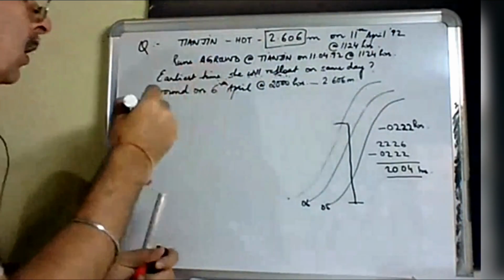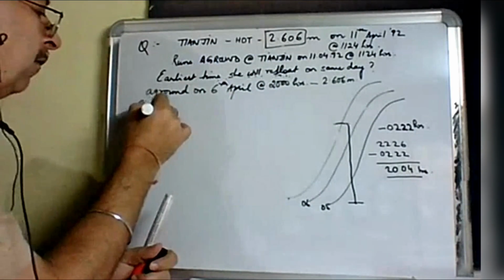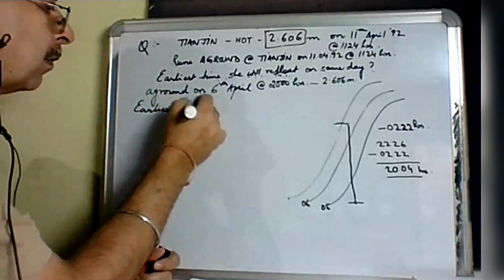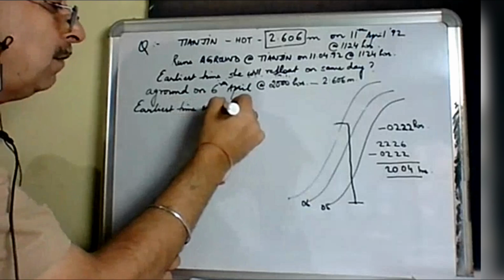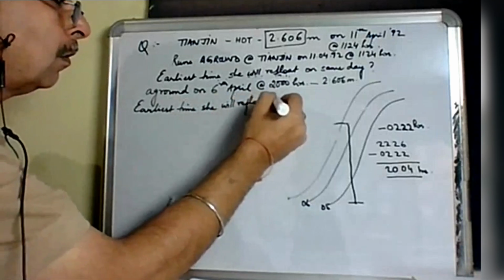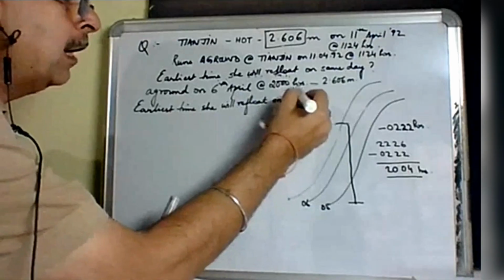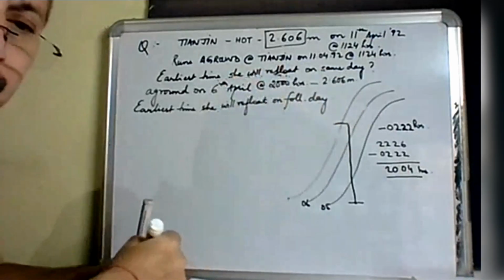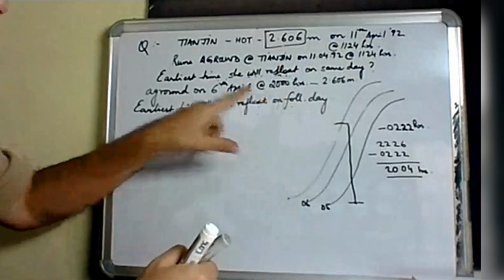अब क्वेश्चन कैसे फ्रेम होगा? Find the earliest time she will refloat on the following day. अब ये following day का क्या मतलब हो गया? मतलब डेट बदल गई.